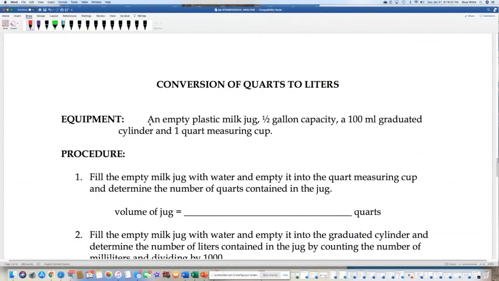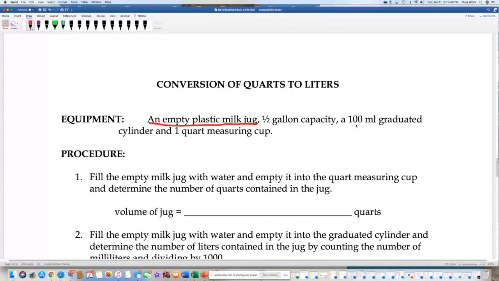This one here is saying you want to have an empty plastic jug, milk jug, with half-gallon capacity. I don't think it has to necessarily be a milk jug. It can be a water jug, just anything. You don't have to go buy milk. It can be one of those water jugs with half gallon capacity.